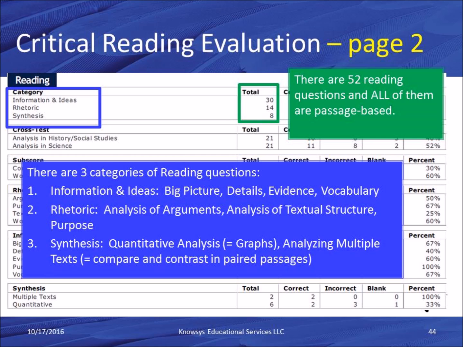You can see the column starting on the right, total. So in this case, 52 questions in reading comp. That'll always be true. All of the questions are passage-based. So no longer any separate questions about vocabulary that are completely independent of passages. Now all of the questions are related to passages.